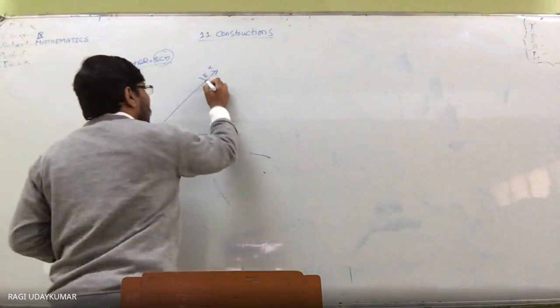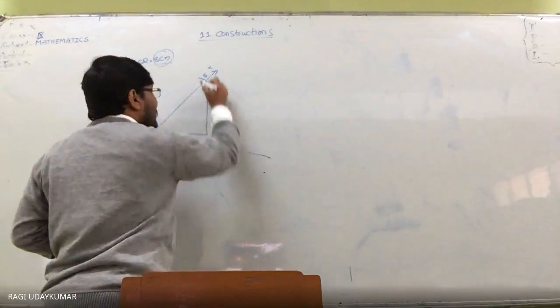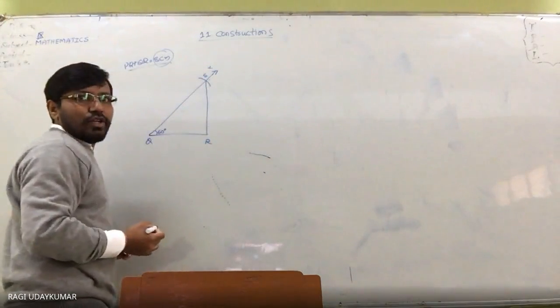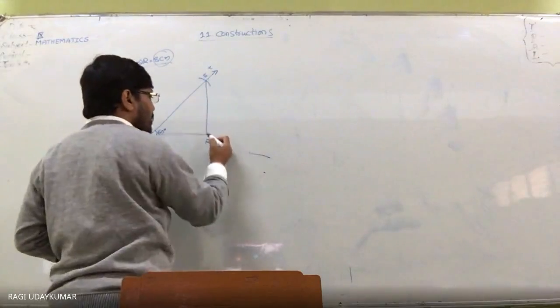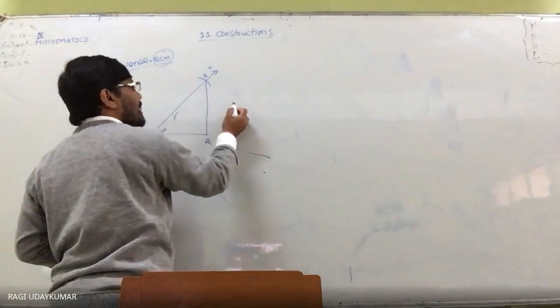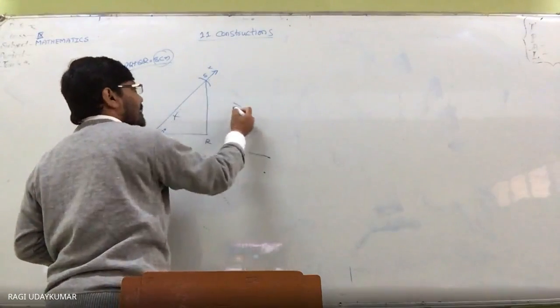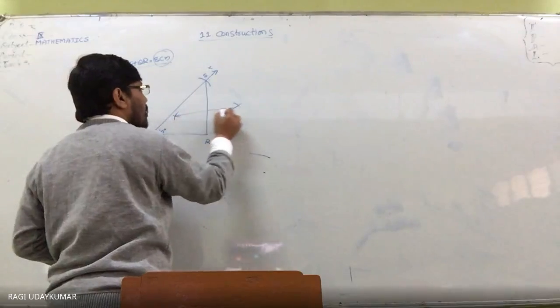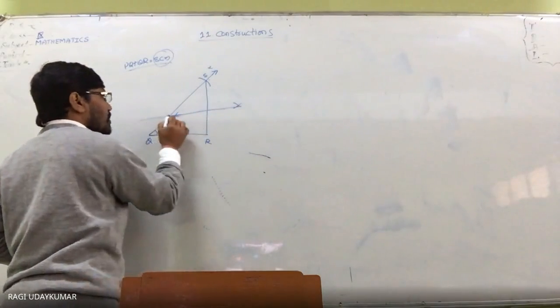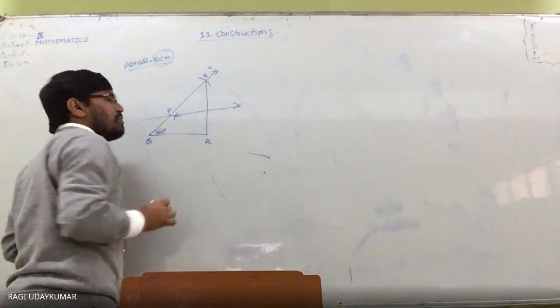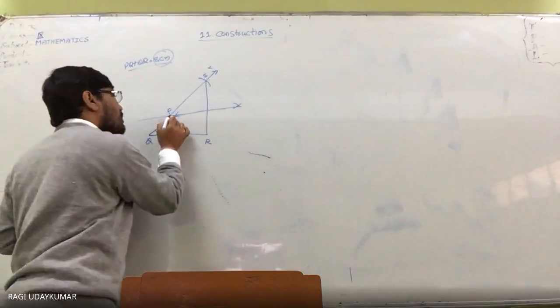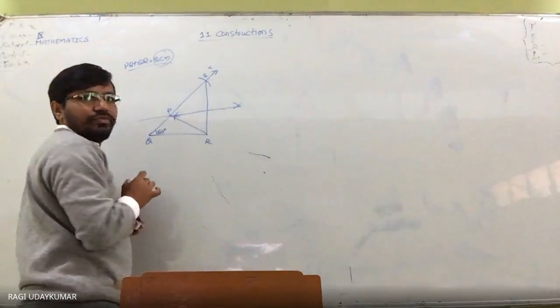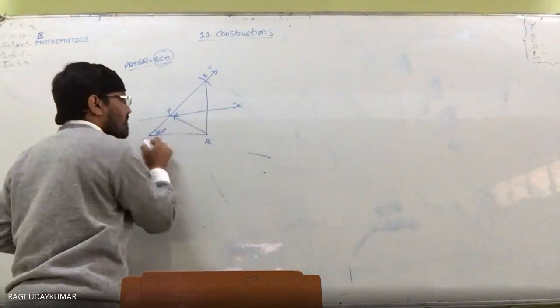And you have to join S to R. And draw the perpendicular bisector of SR. With R as a center, draw one arc here and another arc here, with S as a center, the same here, and draw this line and extend it. Where it touches that point is P, and join P to R. This is our required line.